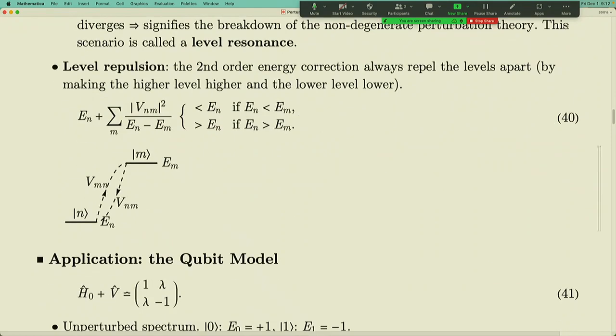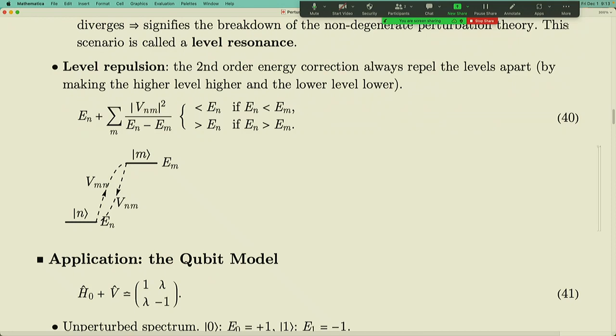And then there's another effect called level repulsion. Level repulsion corresponds to the second order energy correction. If you look at the energy correction at the second order, this is the formula. This formula basically says that the energy levels always try to repel each other. Previously, we said that if you have two energy levels, the first order correction simply adds V_NN to this energy level, so the energy level is directly shifted by this perturbation. But there is also a second order effect, which means that, for example, this energy level E_n will actually experience the effect from E_m by first perturbing the state to m and then perturbing it back. So that's how you read this formula.